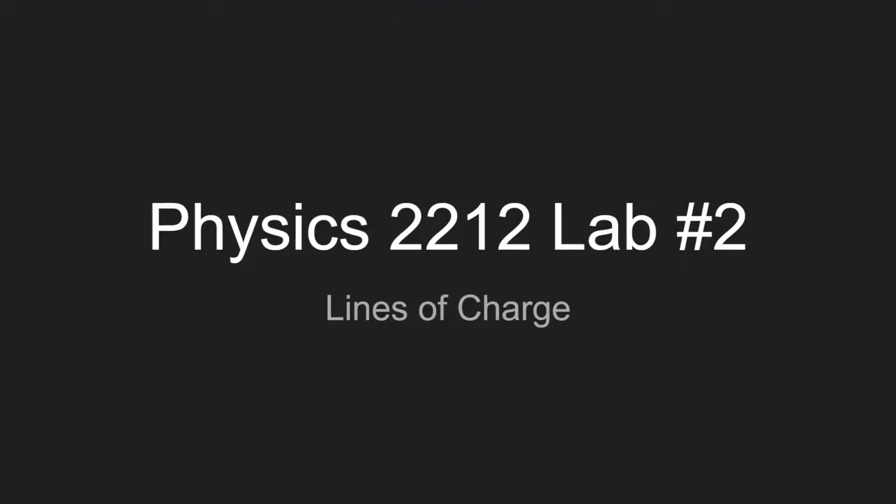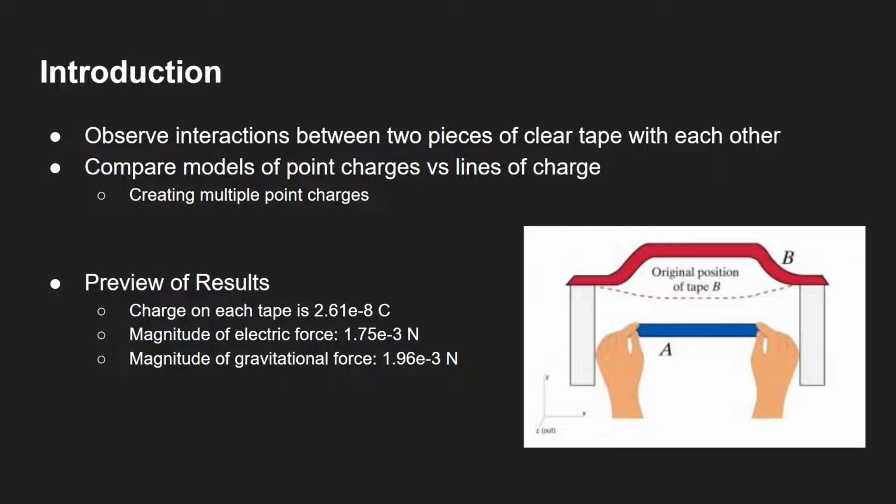This is Physics 2212 Lab 2 going over lines of charge. Now in this lab we're going to be piggybacking off of Lab 1 and we're going to be observing the interactions between two pieces of clear tape with each other, as seen here in the picture on the right, where there's repulsion between the two tapes. Then we're going to be comparing models of point charges versus lines of charge, and we do this by creating multiple point charges along a line.